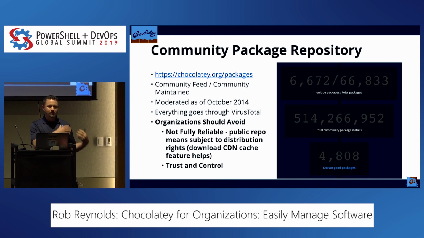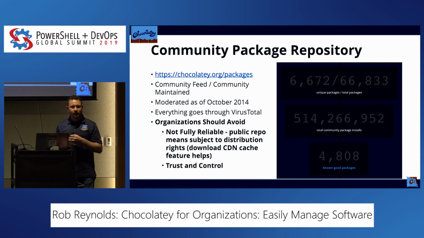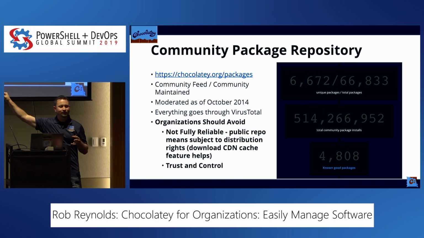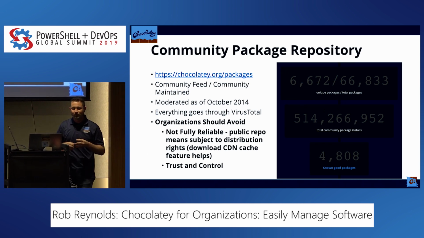When it comes to organizational use of Chocolatey, though, we got to think about reliability, right? And a public repository that's out there, that community repository, can never be fully reliable. The reason for that is distribution rights, copyright laws, right? The packages that are up there typically have to go download that software from the official location at runtime, right? So if you can imagine pulling that package in, running it, and it's going to go, oh, I need to go download Google Chrome from over here. It goes and gets it from Google Chrome, pulls it down.